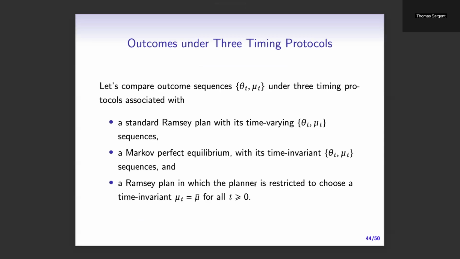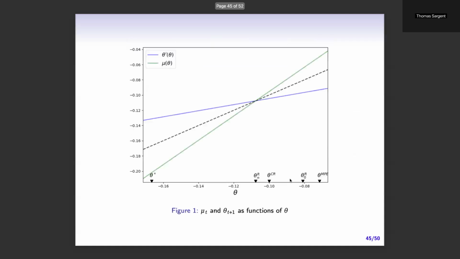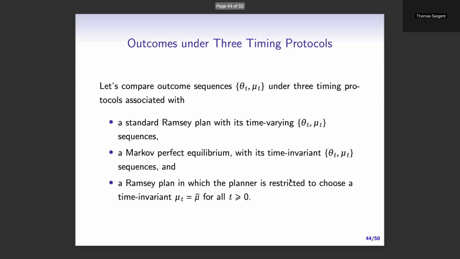The way I want to conclude this little session is to look at the outcomes. So I'm going to compare outcomes under a standard Ramsey, Markov perfect, and a Ramsey plan in which we're restricted to choose a time invariant mu. I want you to look at this little paper or the accompanying QuantEcon lecture, and I want you to stare at some graphs.